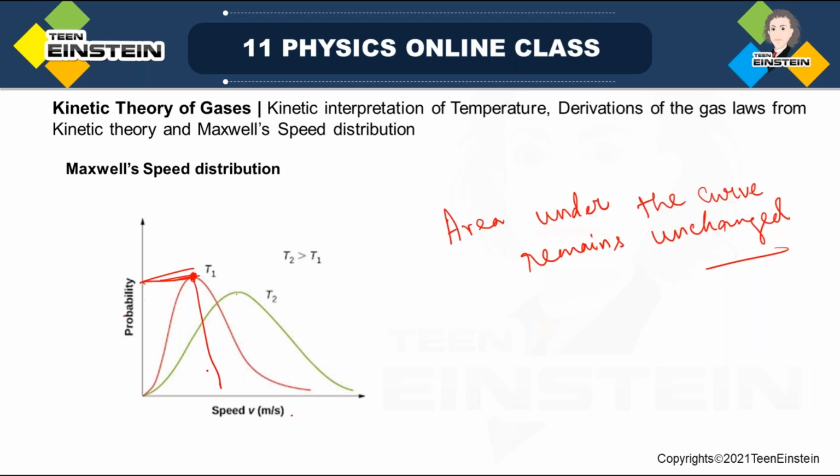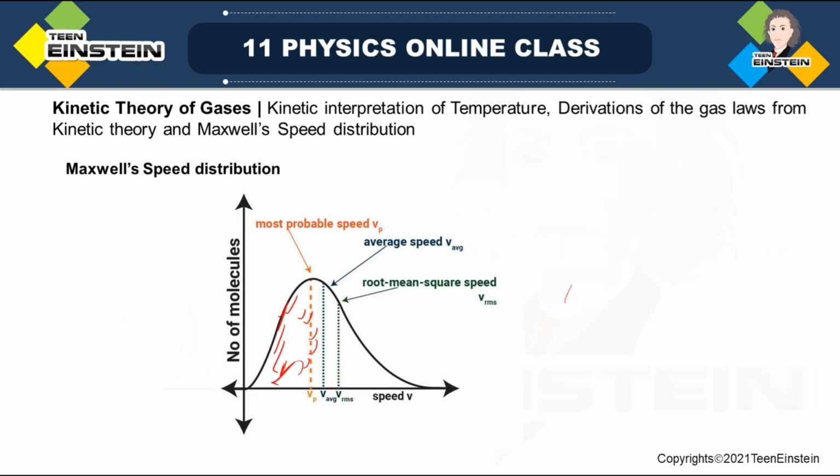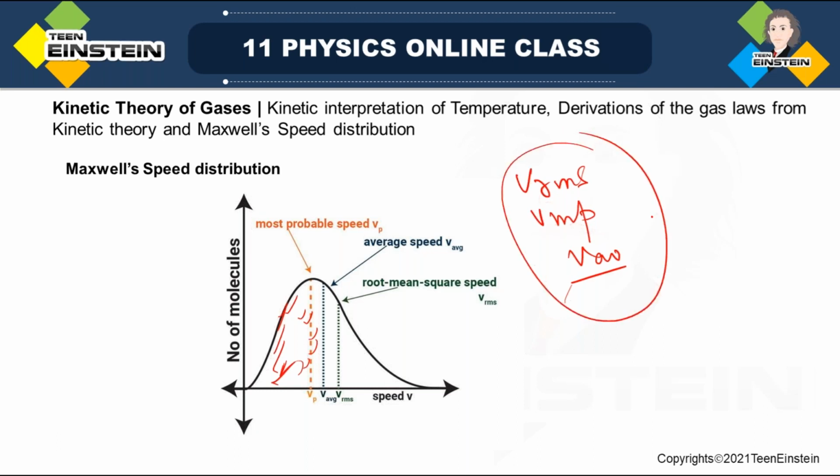Okay, with this we will stop here for today. Next day we'll take up the mathematical form of the Maxwell speed distribution, and we'll try to derive the RMS velocity, most probable velocity, and average velocity. These three things, and we'll see their interrelation, what is the ratio, like this is to this is to this. Those things we'll see in the next class.